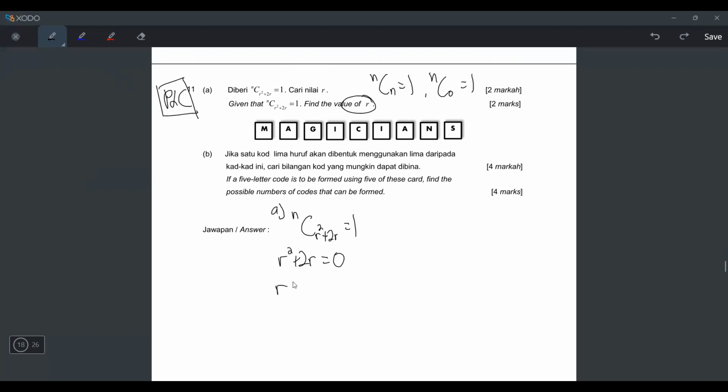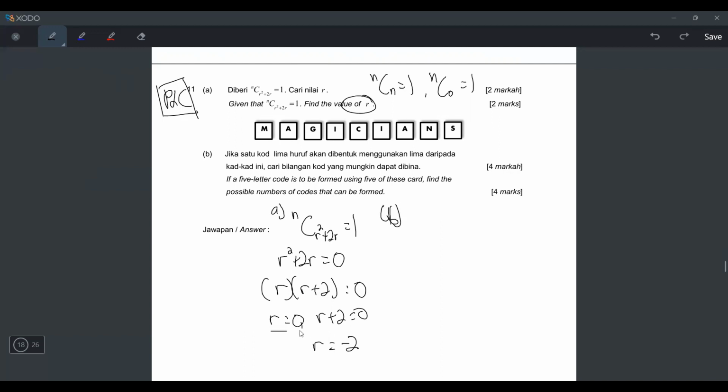Okay, so I can factorize r. This one will be r plus 2 equals 0, and actually there's a bracket here. So what you do is you take the first bracket equals 0, and then the second bracket equals 0. R plus 2 also equals 0. So r is equal to negative 2. Okay, so that's the answer. Okay, let's go to question B.